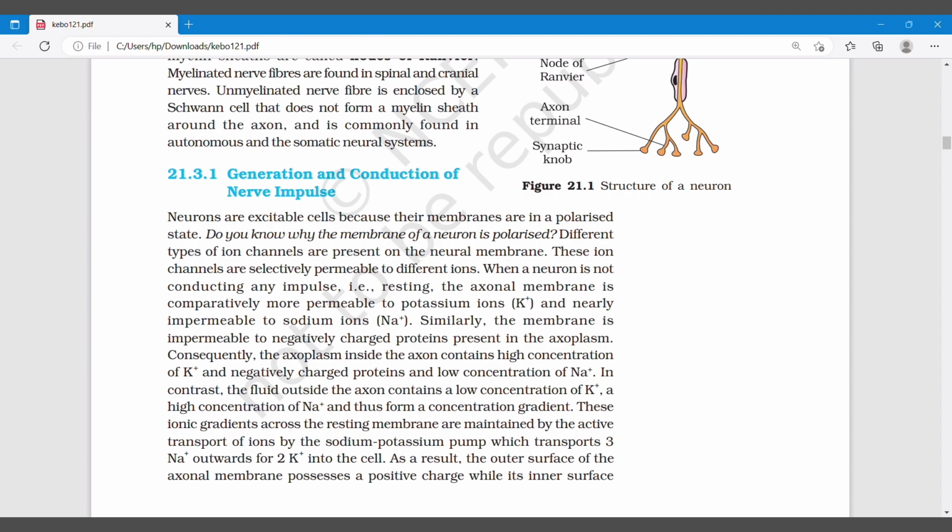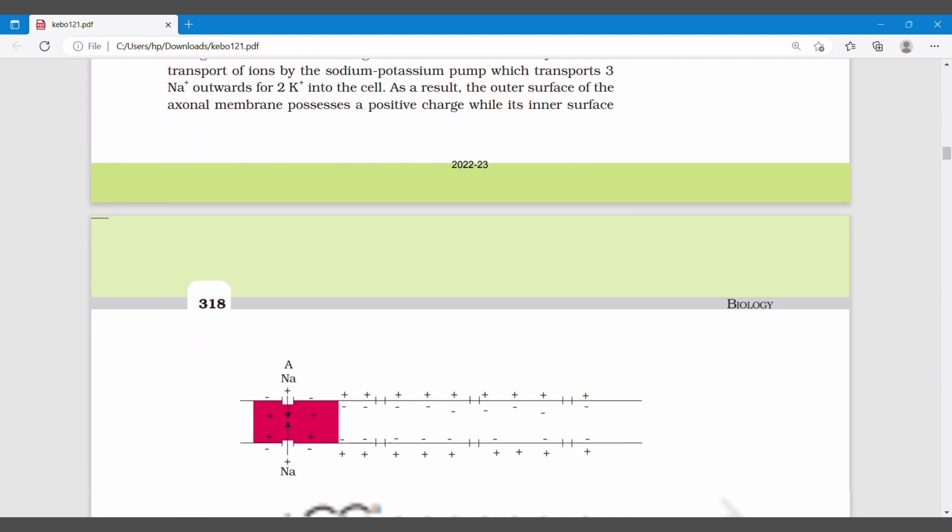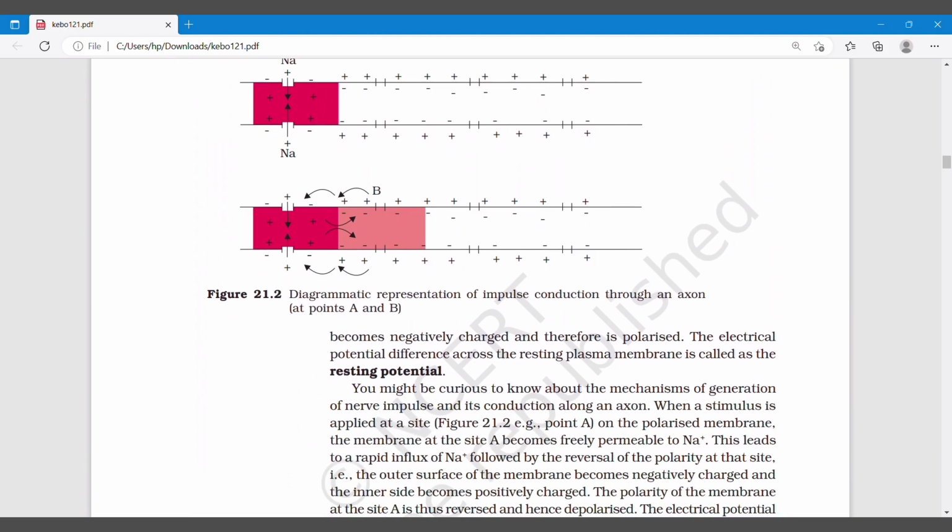These ionic gradients across the resting membrane are maintained by an active transport of ions by the sodium potassium pump, which transports 3 Na plus outwards for 2 K plus into the cell. As a result, the outer surface of the axonal membrane possesses a positive charge while its inner surface becomes negatively charged, and therefore is polarized. The electrical potential difference across the resting plasma membrane is called the resting potential.